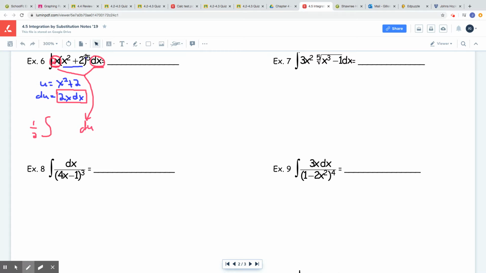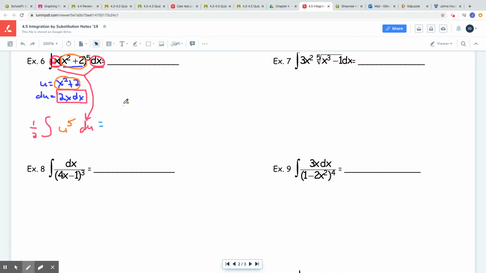So I'm still left with x squared plus 2 to the fifth. But what is x squared plus 2? It's my u. So I can replace that with u to the fifth. I just rewrote this whole integral in terms of u and du. Du is 2x dx, and u is x squared plus 2, so this and this mean the same thing. This is just easier to integrate.